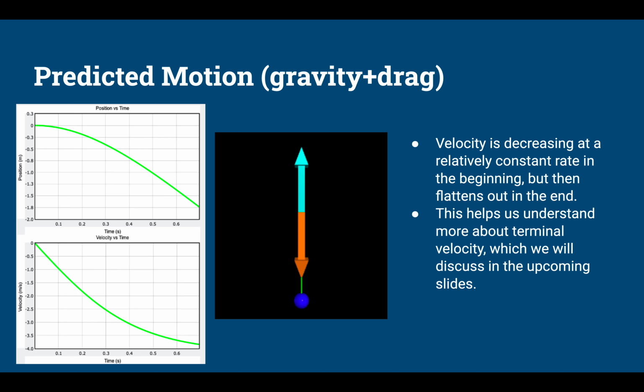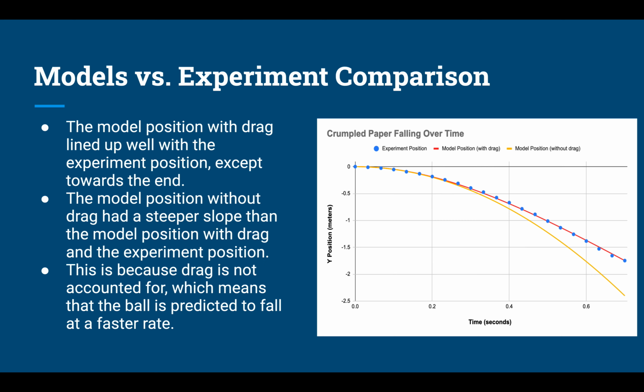And this is the predicted motion from gravity and drag. Velocity is decreasing at a relatively constant rate in the beginning, as you can see on the left, but it flattens out at the end. This helps us understand more about terminal velocity, which again we'll discuss in the upcoming slides. You can see that the velocity tends to flatten out at about 0.4 seconds.